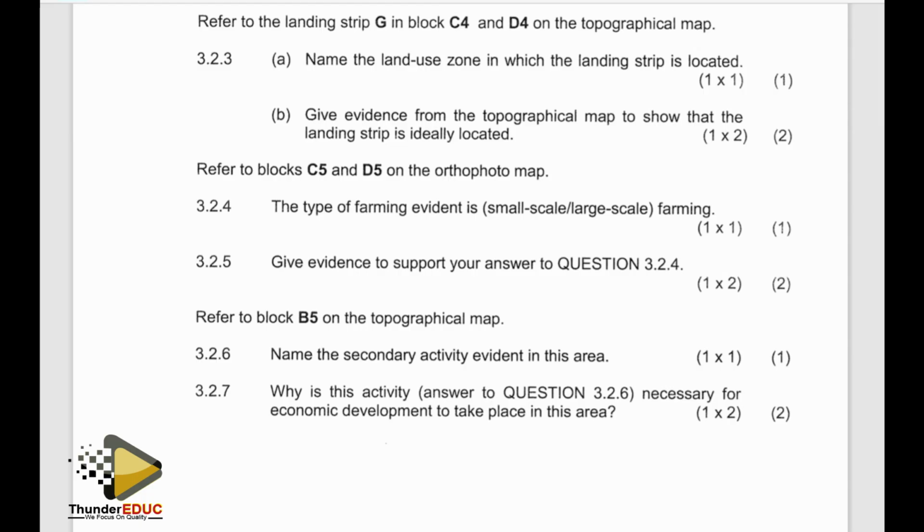But with small scale farmers, they just do anyhow. They do not take those preventive measures against their crops. So you check for such evidence and try to find out how you can justify if it's small scale or if it's a large scale. Then give evidence to support whatever evidence you can use there. You can substantiate by the relevant evidence that you find from the mapped area. Then refer to block B5.